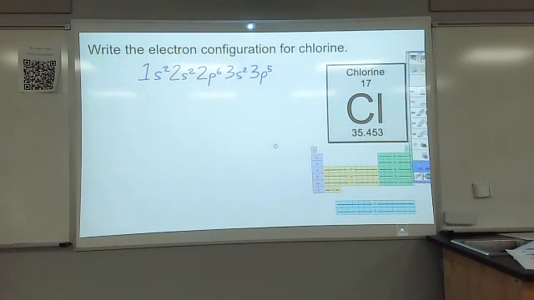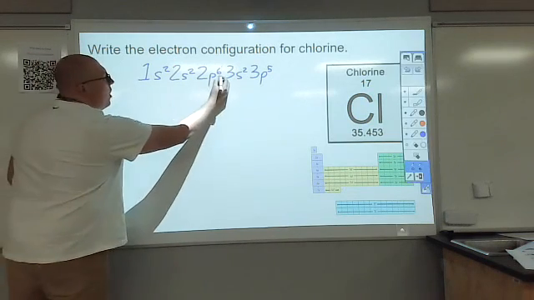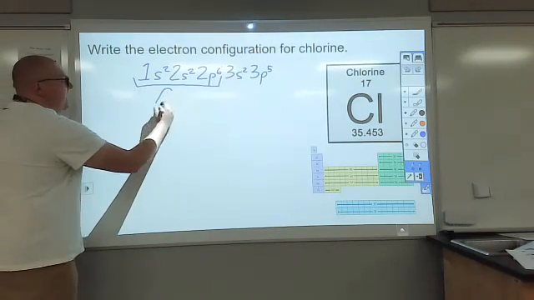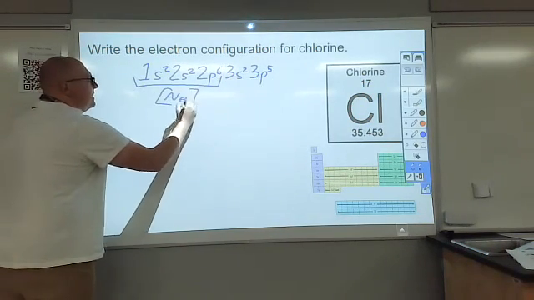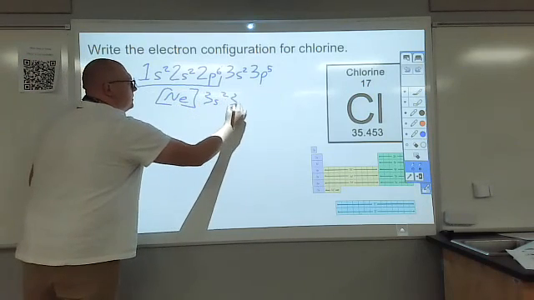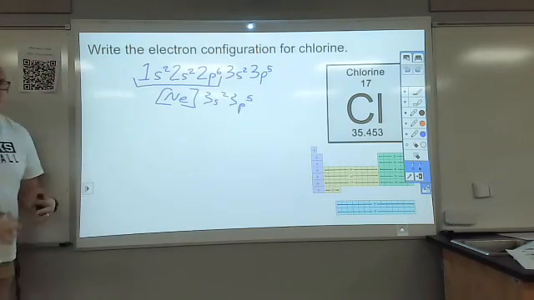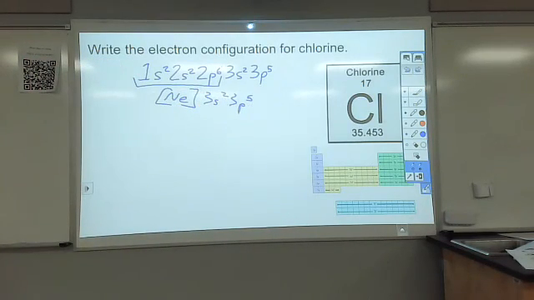Yeah, looks good. So in shorthand, if I were to take the shortcut, then all of this would be condensed, and I'd write Ne. So that's the shortcut way to do it.